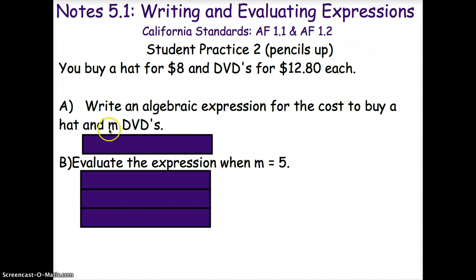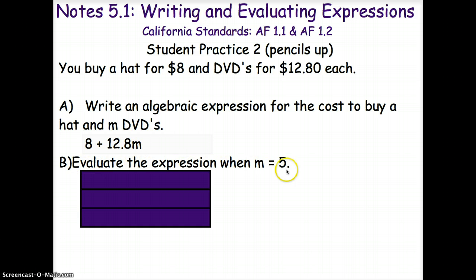Write an algebraic expression for the cost to buy a hat and M DVDs. So first of all, we know we're just getting one hat, so that's $8, plus some number of DVDs. I don't know how many there are, so I've got $12.80 times my M. And notice I dropped off the extra 0. I can do that during the problem, but when I get to my final answer, if it's money, I do need either no decimal places or 2. But to simplify it, I took it off to make it a little easier.